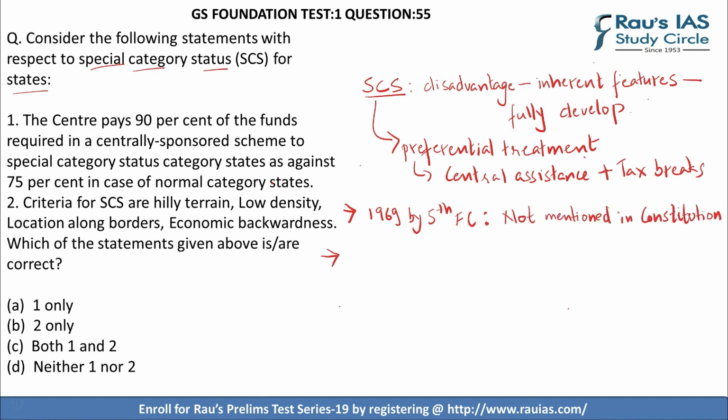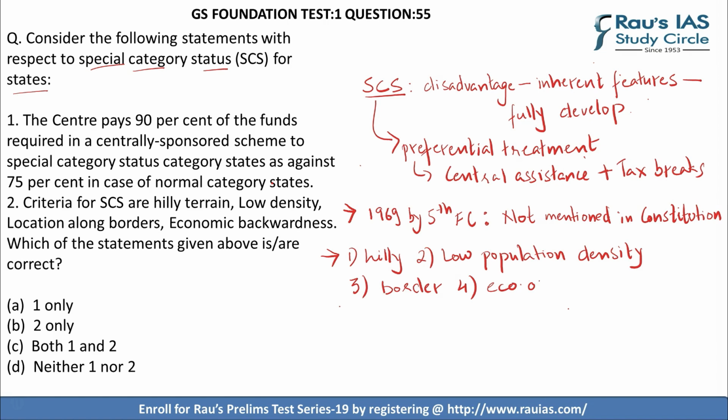Now, for a state to be recognized as a special category, it needs to have certain features. Firstly, it should have a hilly or a difficult terrain. Second, it should have low population density. Thirdly, it should have a strategic location along the borders, or it can be economically or infrastructurally backward, or lastly, it can have non-viable nature of state funds.